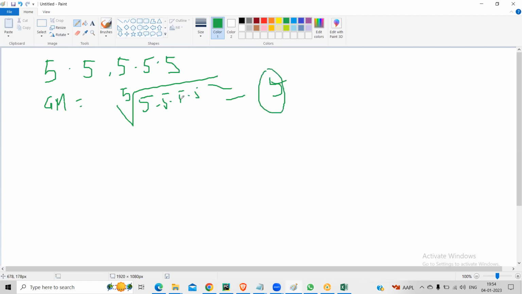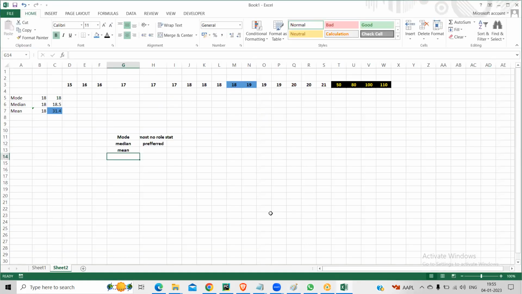If numbers are different, you will get a different value. If numbers are the same, your AM and GM are the same, isn't it? Arithmetic mean will also be 5 plus 5 plus 5 plus 5 plus 5 by 5, which is 25 by 5, 5 only. Geometric mean is also 5, the fifth root of 5 to the power 5. So if the values are the same, if there is not much difference in the values and the spread is less, they will be the same. Now what happens if the spread is more?